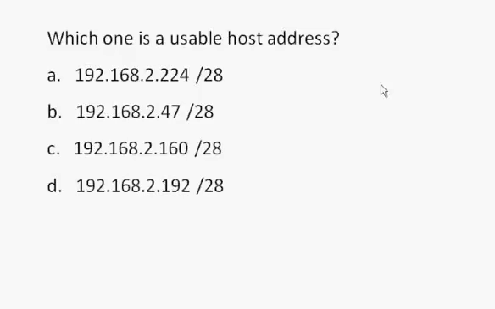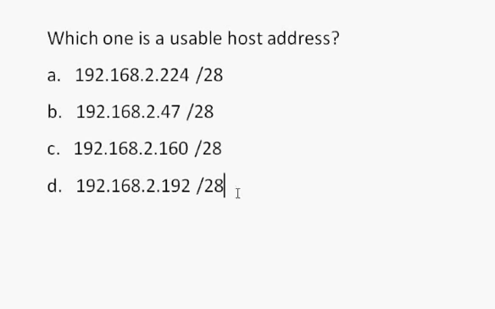Okay, here's another video tutorial. Here's one that you could get. The question is, which one is a usable host address? And then they'll give you a bunch of IP addresses with a slash notation for the subnet mask, and these are all /28. Well, how would you solve this question? Which one of these IP addresses is a usable host address?